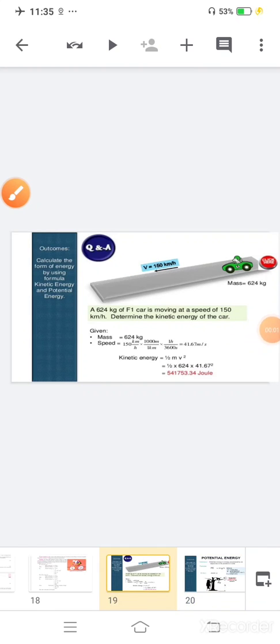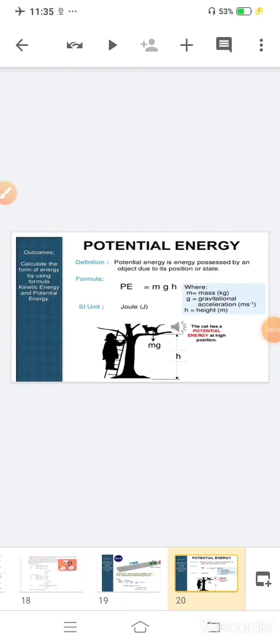Our next topic is potential energy. So suppose a brick is lying on the ground. It has no energy, so it cannot do any work. Let us lift the brick to the roof of a house. Now some work has been done in lifting this brick against the force of gravity. So this work gets stored up in the brick in the form of potential energy.